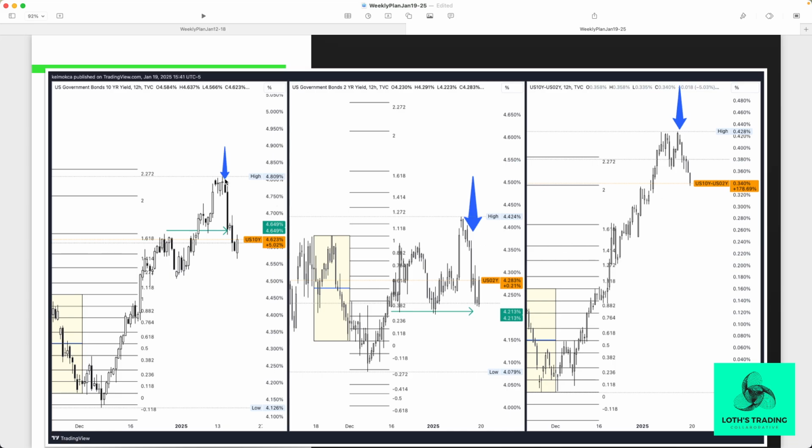But you can see from the Fibs that I put on that monthly scale, we reached quite an expansion point where at this point, bonds were quite oversold. So this is helping us to push yields back down.